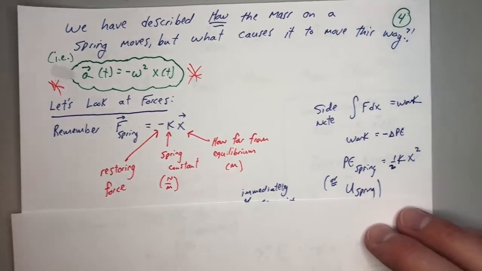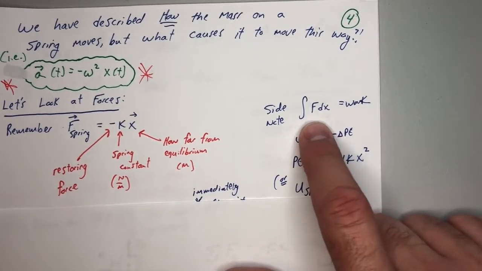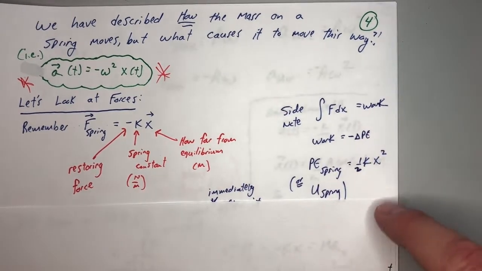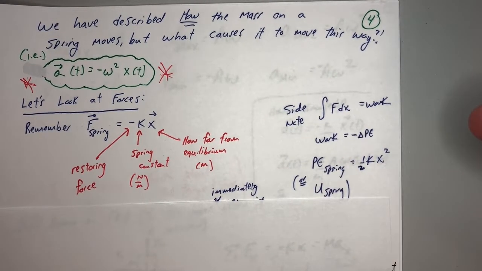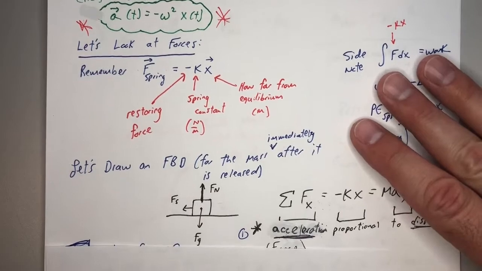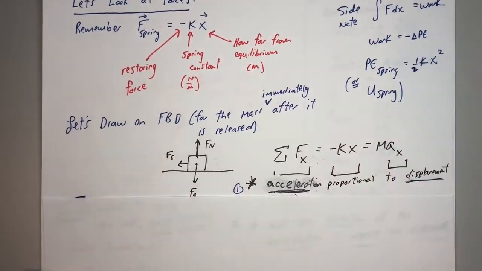And just something to remember from back in the day, if you ever have a force function, you integrate it, that gets you work, equal and opposite to the change of potential energy. So the potential energy function of a spring is 1/2 kx squared. All right, so we're going to say, why does the mass on the spring move the way it does? Let's look at our FBD. Whenever you're in trouble and it's a force situation, you draw an FBD. That's a really good thing to help out.